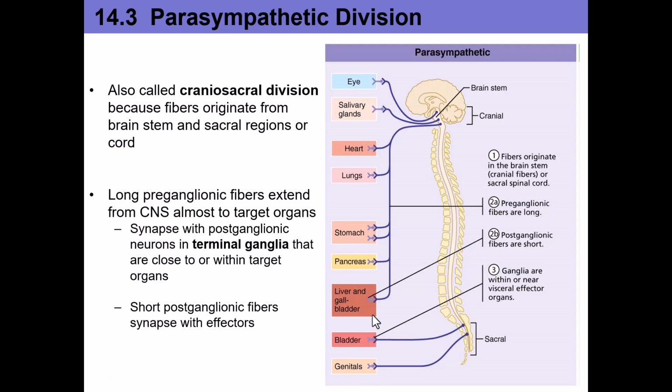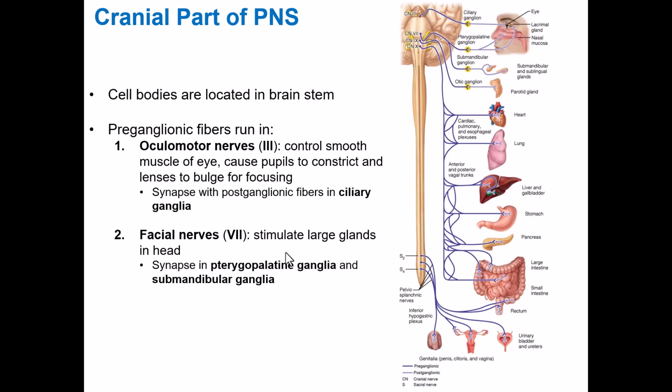Collectively, we call these ganglia terminal ganglia. Terminal because the location of those ganglia are almost at the end of the line. They're almost at the target organ. There are some specific names for some of those terminal ganglia. Do you have to know those names? Not necessarily. I'm just pointing that out here. You see, there's ciliary ganglion, submandibular ganglion. Those are types of terminal ganglion in the parasympathetic division of the autonomic nervous system.